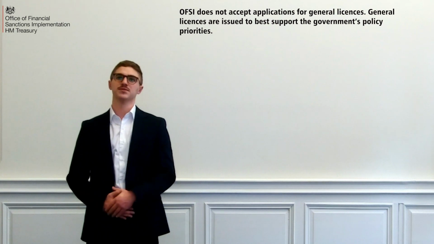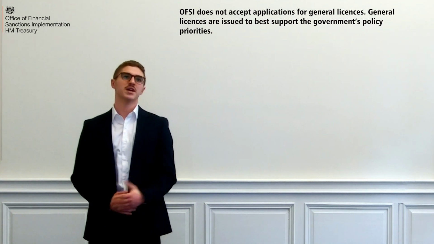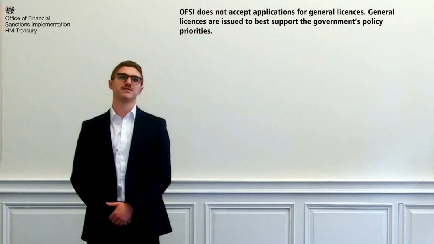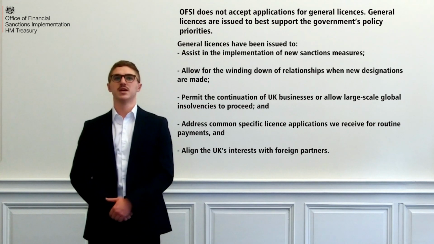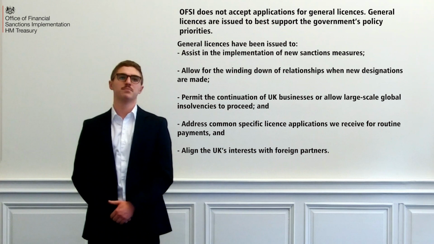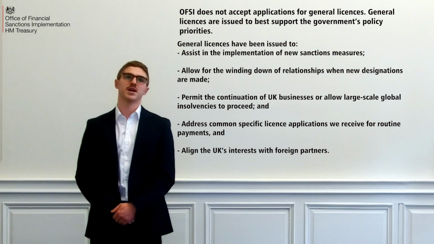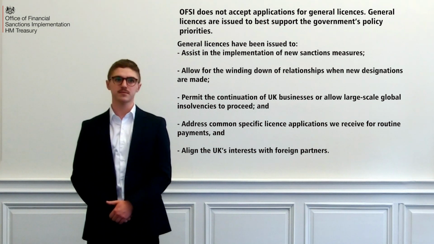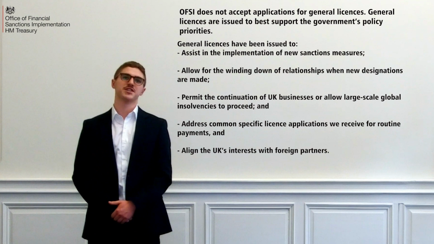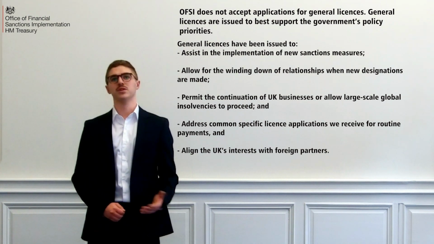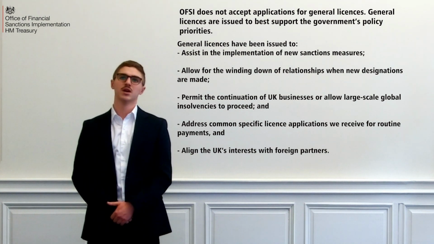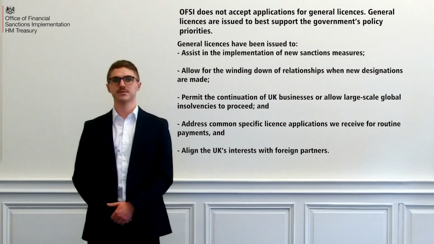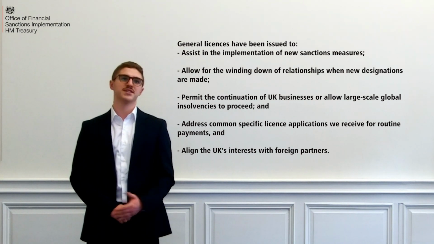To give some examples, OFSI has issued general licences to assist in the implementation of new sanctions measures like the oil price cap or the trust services sanctions, allow for the winding down of relationships when new designations are made, like the Russian and Belarusian banks, permit the continuation of UK businesses or large-scale global insolvencies to proceed, where they involve a considerable number of transactions, address common specific licence applications we receive for routine payments, for example, the legal services, gas and electricity, water and sewage general licences, among many others, and also align the UK's interests with foreign partners.